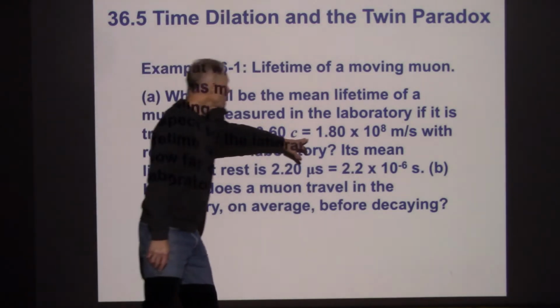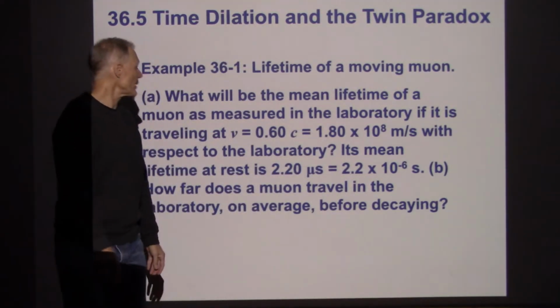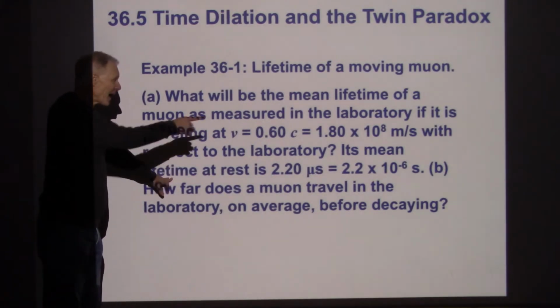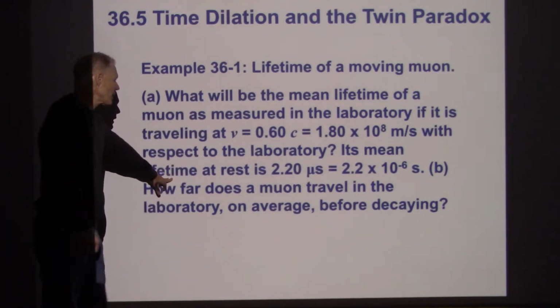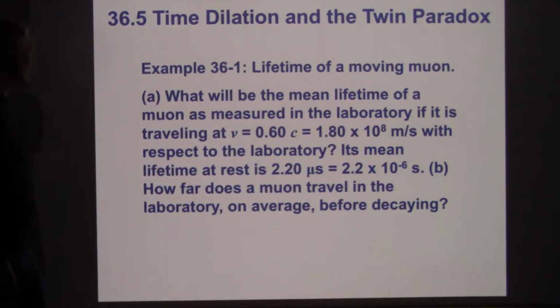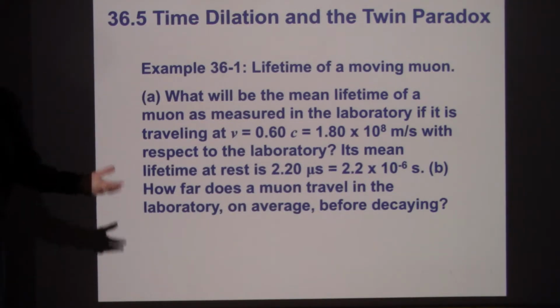So that would be 1.80 times 10 to the 8th meters per second with respect to the laboratory. Its mean or average lifetime at rest is 2.20 microseconds. How far would the muon travel before decaying on average?